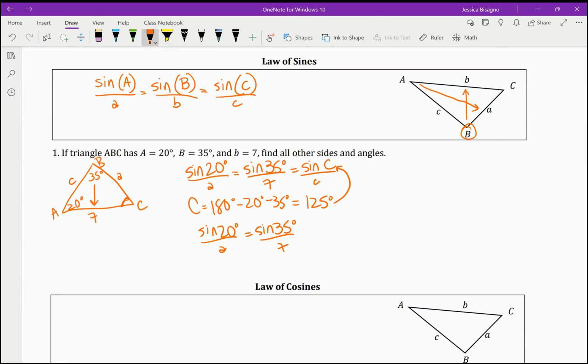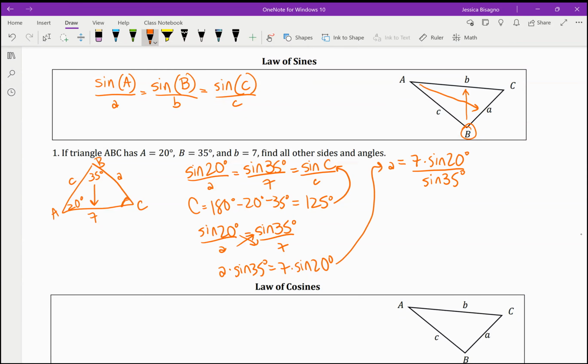And then what I can do is, because I just have one variable that I'm solving for, A, I can cross multiply, and I would get A times sine of 35 is equal to 7 times sine of 20. And then to solve for A, I would divide by sine of 35. So once you set it up, then it's really just an algebra problem. And you just plug it into your calculator.